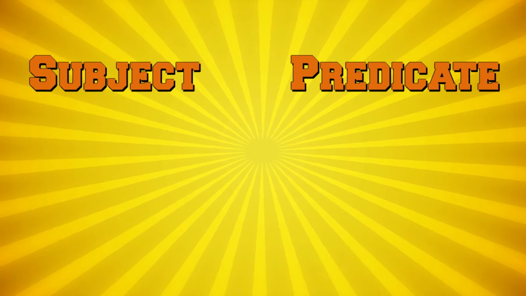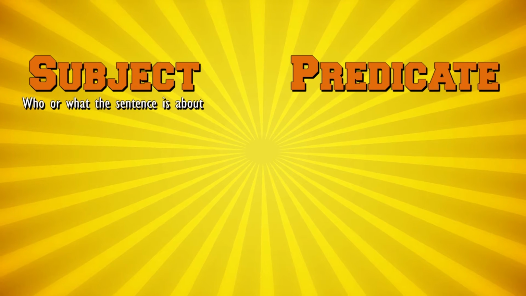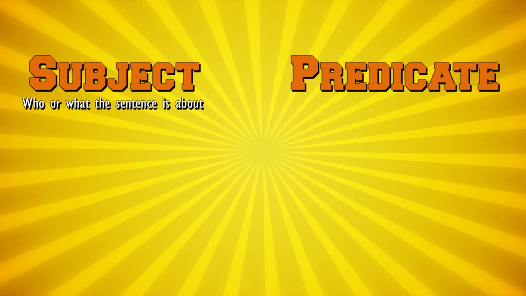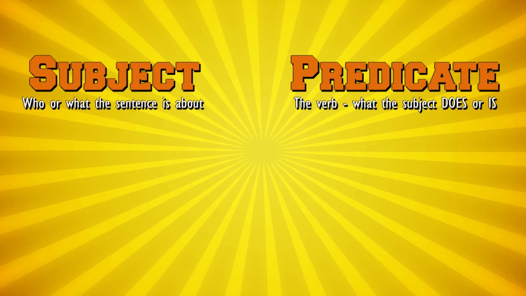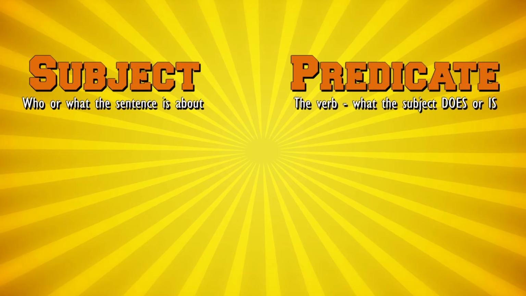Wait, what? You want me to actually explain what that means? I guess that's probably not a bad idea. That means we need a quick sentence structure review. This is going to be really quick, so buckle up. The core parts of a sentence are the subject and the predicate. The subject is who or what the sentence is about, and the predicate is the part of the sentence that contains the verb. It tells us what the subject does or is.